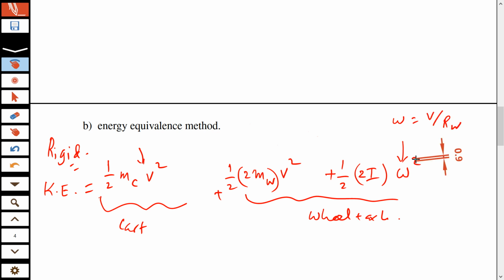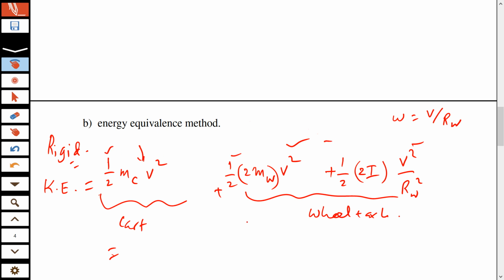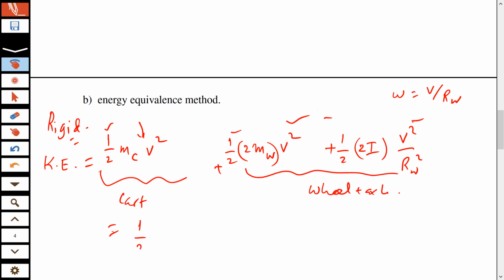So I can now replace this by V squared over R_W squared. Now I can take V common and I can take this half common because I need to see a pattern. Half is important to be taken out and V squared is important to be taken out, okay, because it's translational motion.